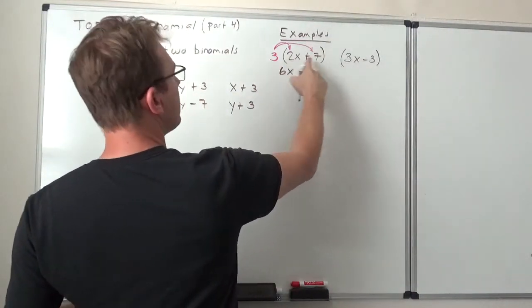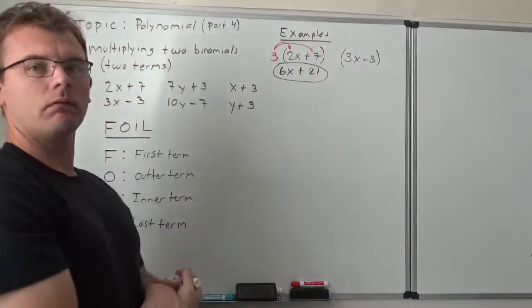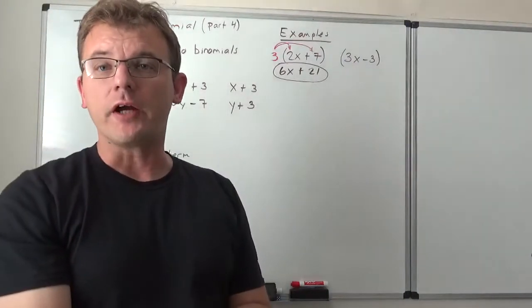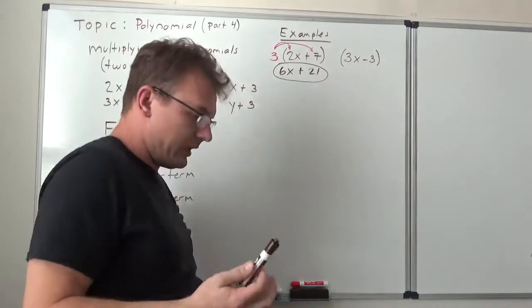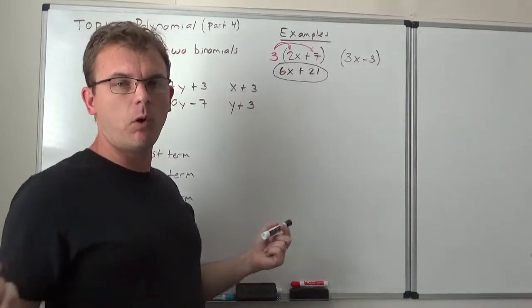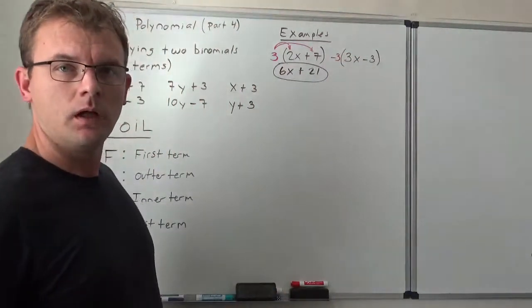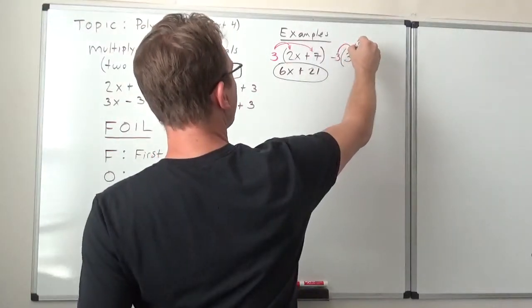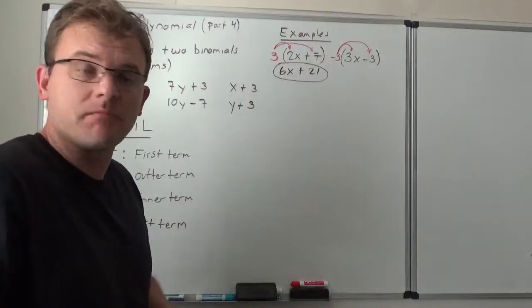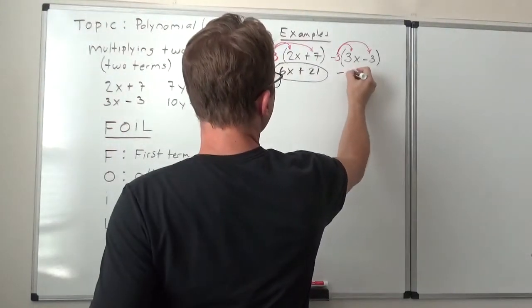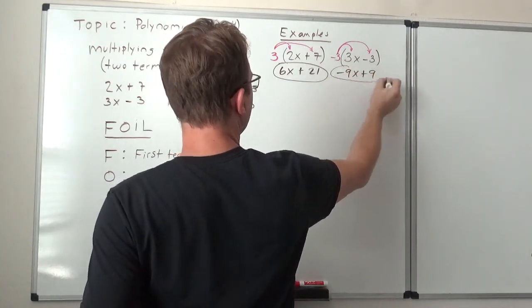So that would go 6x, 3 times 7 is 21. That would be your answer when we multiply by 3. What if we did the same thing, but this time multiplied by minus 3? It'd be the same thing. So distribute, distribute. This would be negative 9x. Negative times a negative is positive.